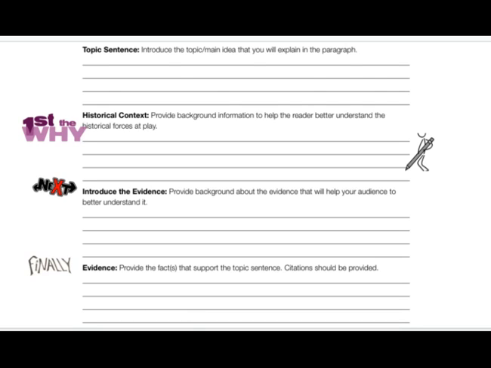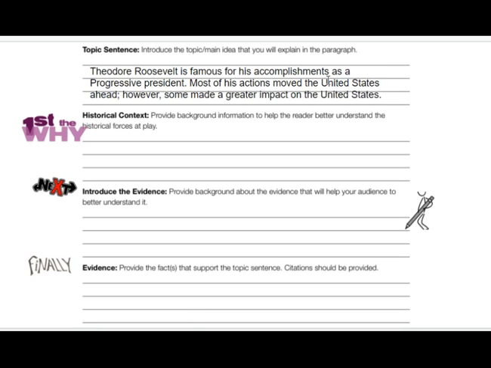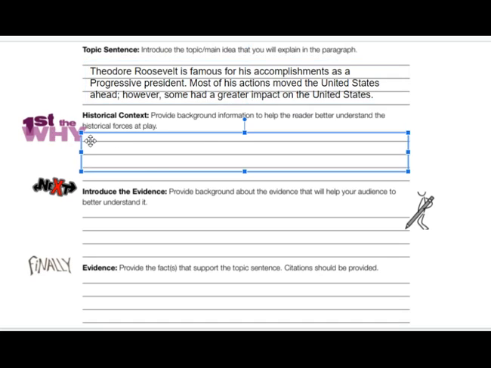Now, how are we going to do this? I started already over here. Theodore Roosevelt is famous for his accomplishments as a progressive president. Most of his actions moved the United States ahead. However, some had a greater impact on the United States. So now the historical context, what was going on? Remember what was going on before Teddy Roosevelt became president? It was pretty messed up.